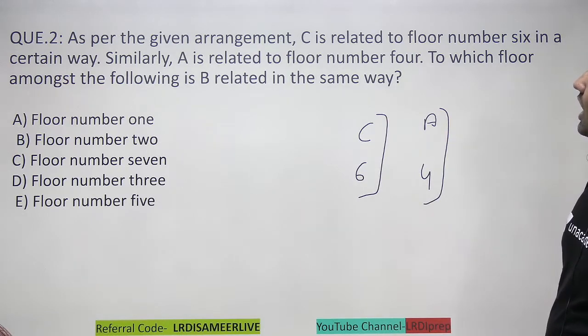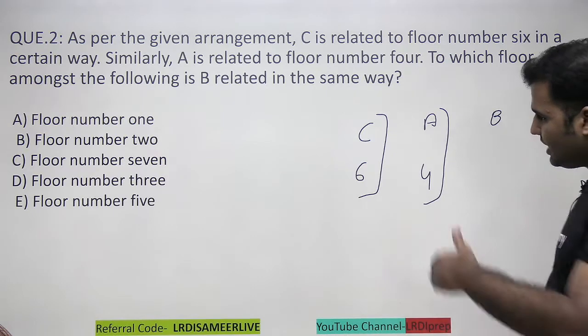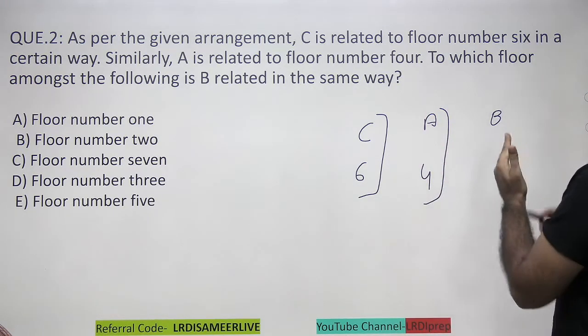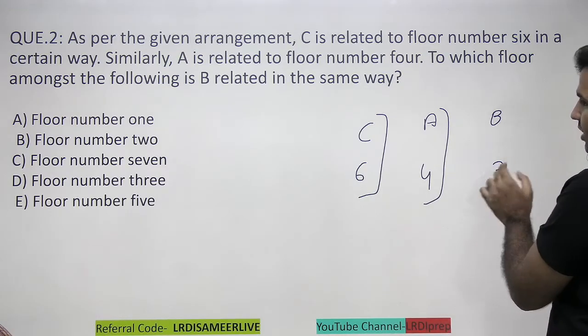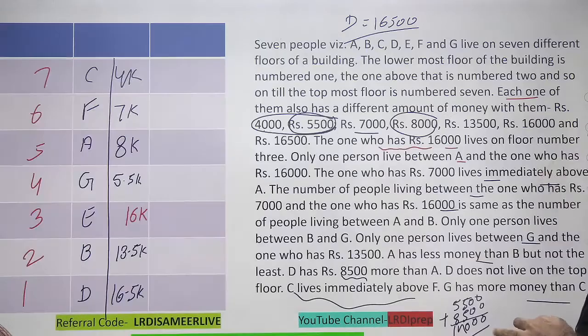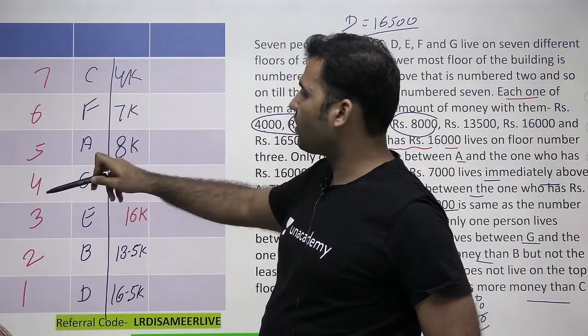And to which floor among the following is B related in the same way? So in the way C and 6 are related, the way A and 4 are related, in this way, how is B related to the floor number? We need to find out this floor number. Now let's see C6, A4. What's the relationship between C6 and A4?